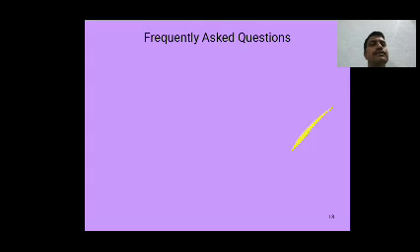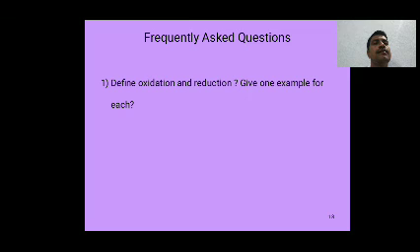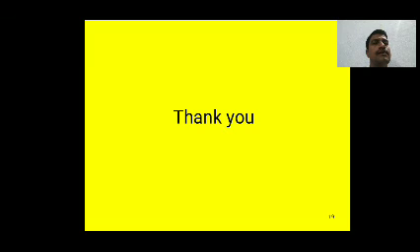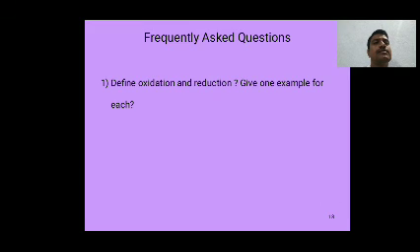Frequently asked questions. Define oxidation and reduction. Give one example for each. Loss of electrons is oxidation. Gain of electrons is called reduction. Example: Na gives Na plus plus 1 electron. Cl plus 1 electron gives Cl minus.